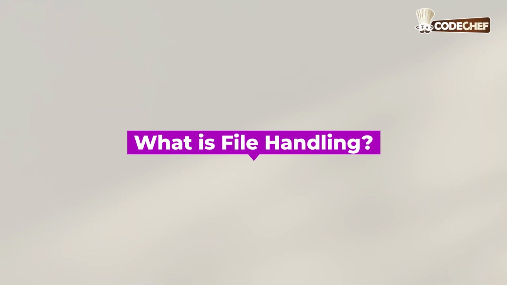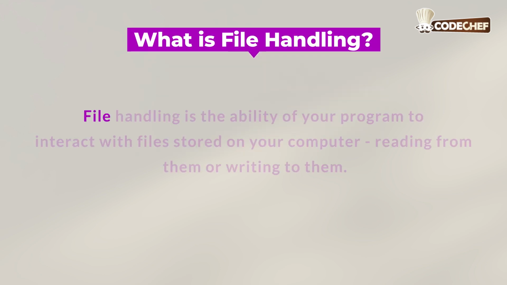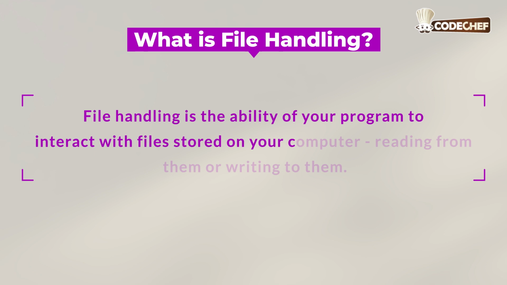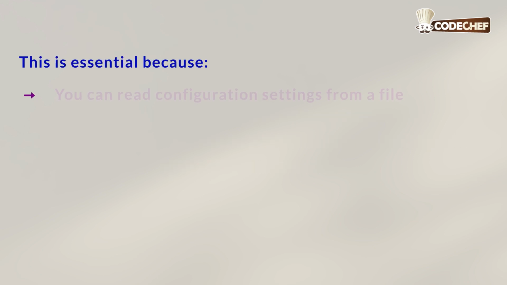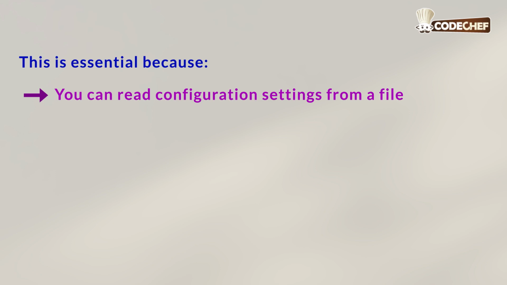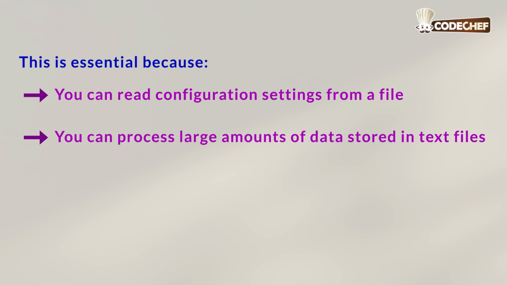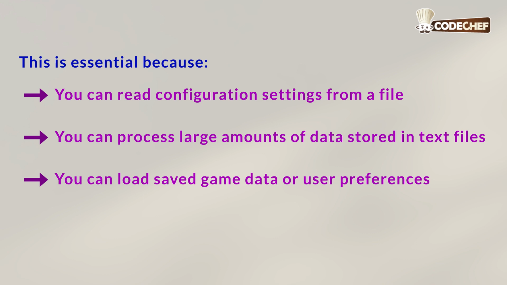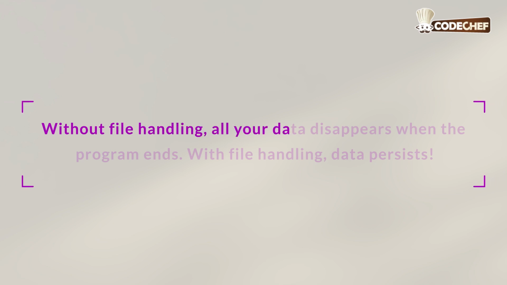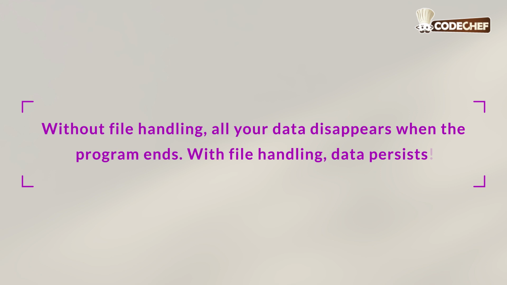Before we jump into code, let's understand what file handling means. File handling is the ability of your program to interact with files stored on your computer, reading from them or writing to them. This is essential because you can read configuration settings from a file. You can process large amounts of data stored in text files. You can load saved game data or user preferences. You can analyze log files. Without file handling, all your data disappears when the program ends. With file handling, data persists.